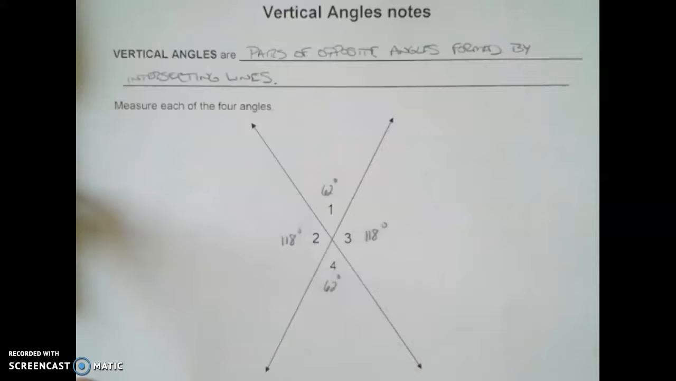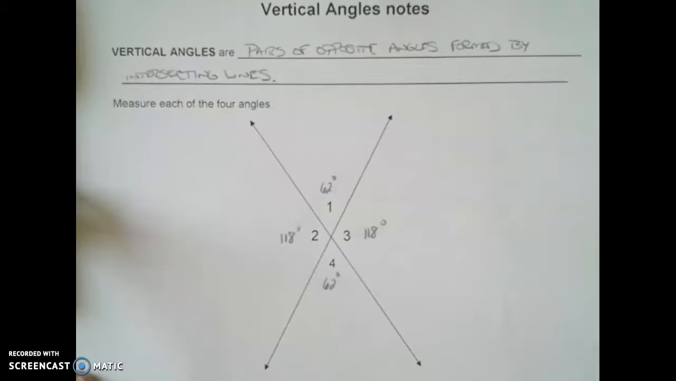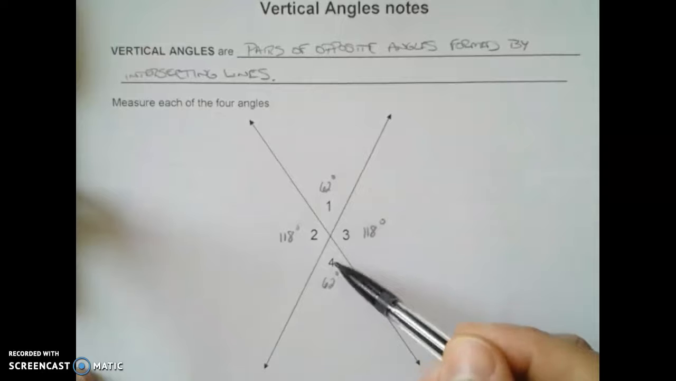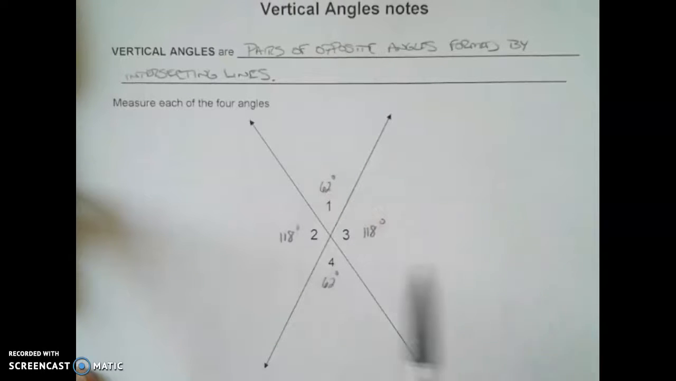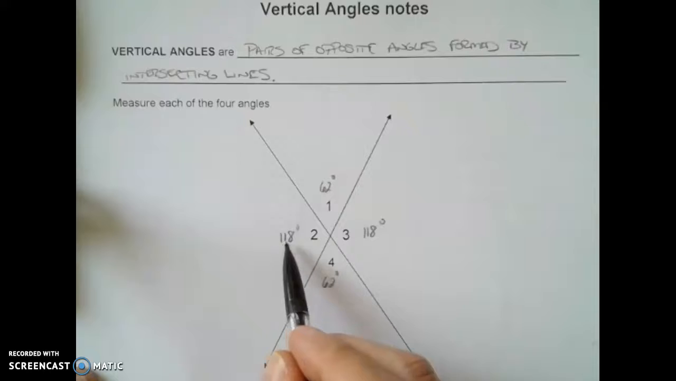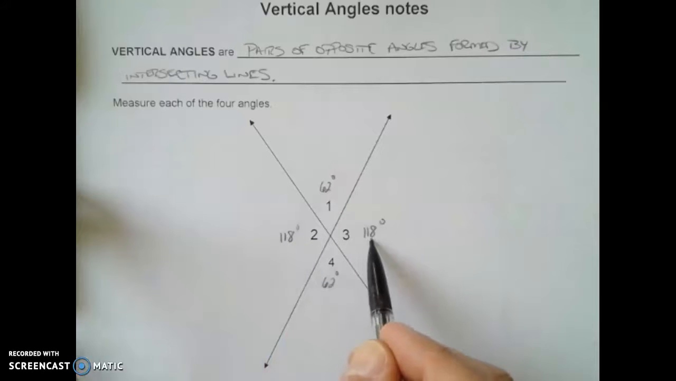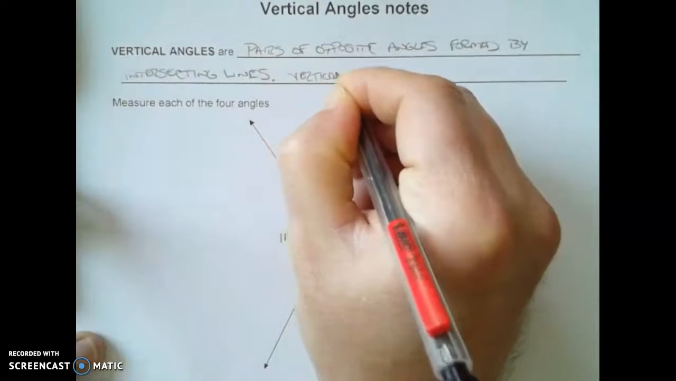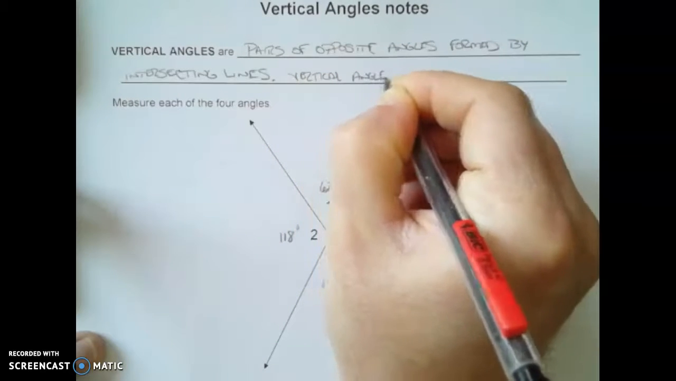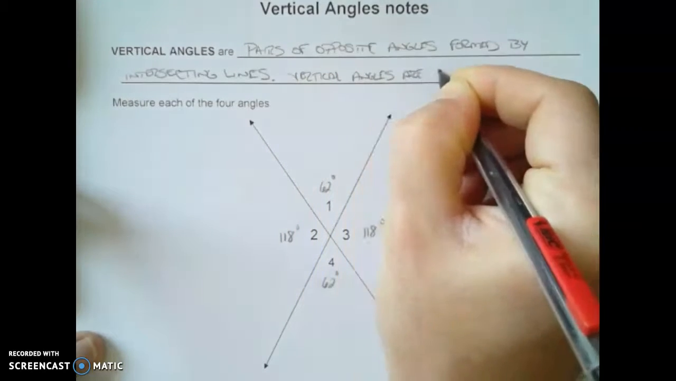And I went ahead and measured these angles already with a protractor, and you'll notice something else about the vertical angles. Angle 1 and angle 4 are vertical angles, and they have the same measurement. The same is true for angles 2 and 3. They're vertical angles, and they have the same measurement. We call those angles congruent. So let's add that to our definition. Vertical angles are congruent.